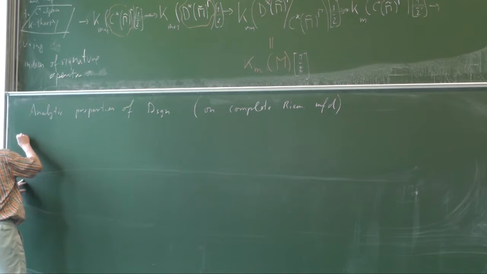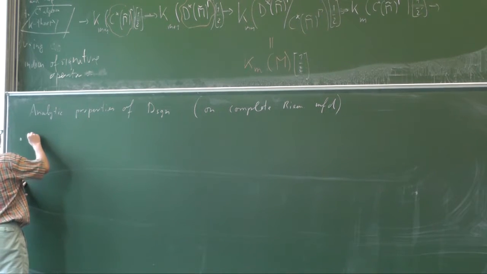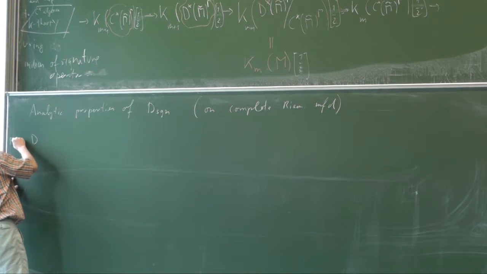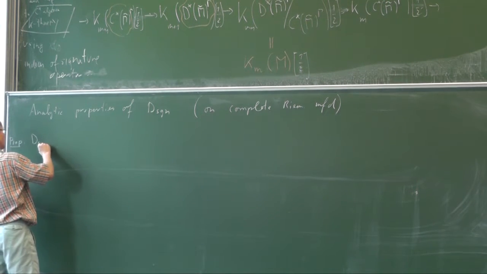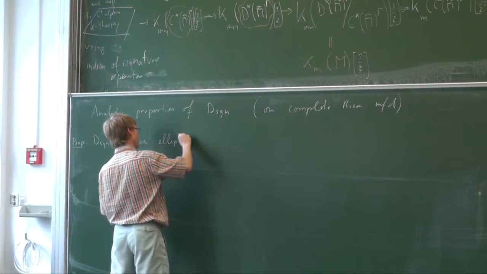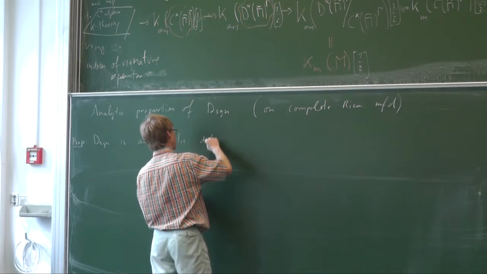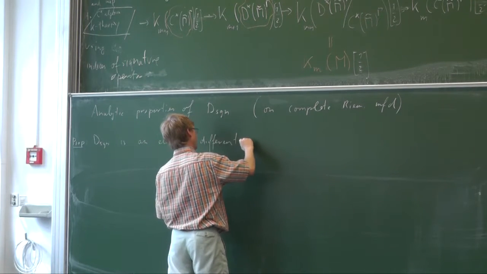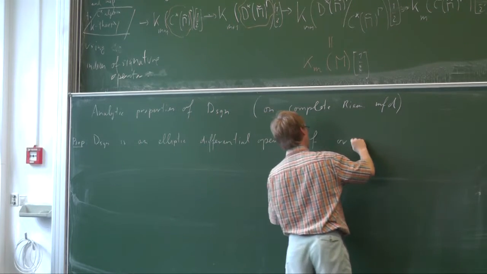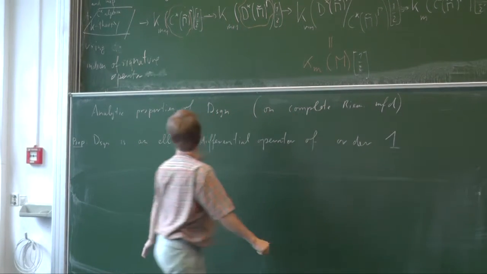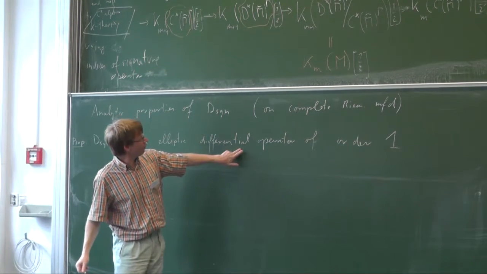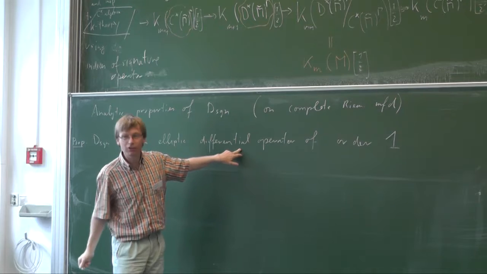And the foremost one is that this has a proposition or a theorem, I don't know: the signature operator is an elliptic differential operator of order 1. Now, I guess we shouldn't be too scared about differential operators. What does it mean to be a differential operator?